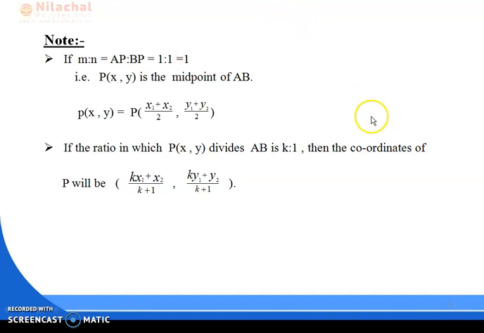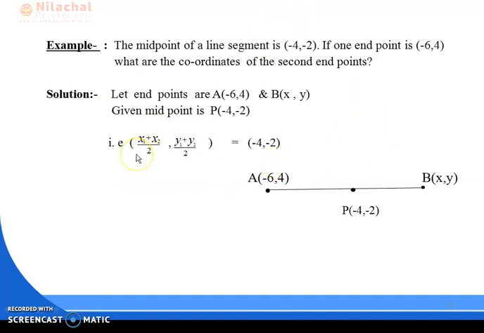Then we go to another example. The midpoint of a line segment is -4, -2. That means midpoint P is given. If one end point is -6, 4, that means of the two points A and B, one point is given. Let it be that A point is given. What are the coordinates of the second end point? So A point is -6, 4 and the midpoint is given.